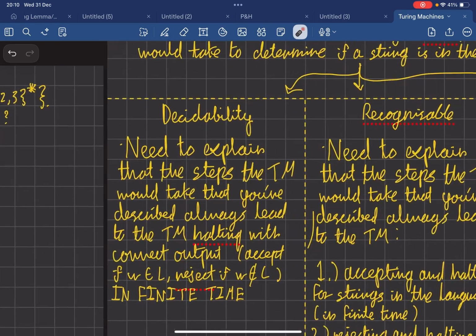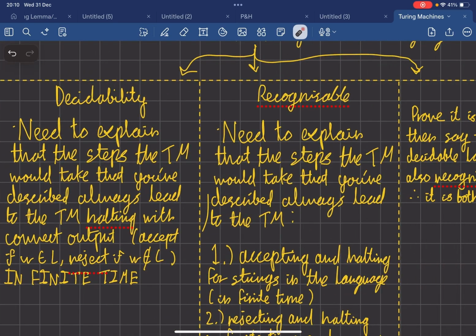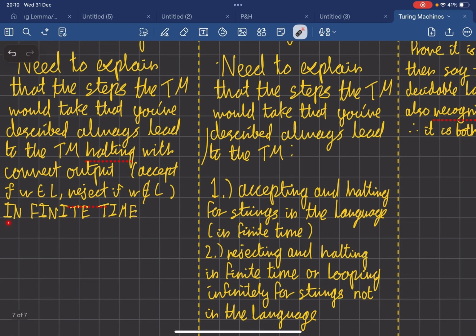So for decidability specifically, as mentioned earlier, you'll explain that the steps the Turing machine takes will always lead to the Turing machine giving the correct output for the string. So it will halt and accept if the string is in the language and reject if it's not. And that will be done in finite time. So when we say finite time, we just mean there's not going to be any infinite looping going on.